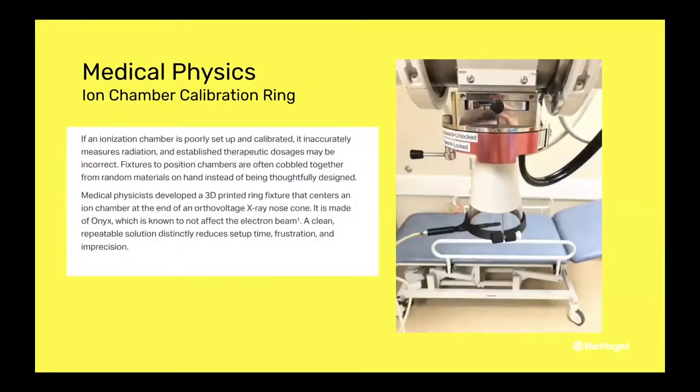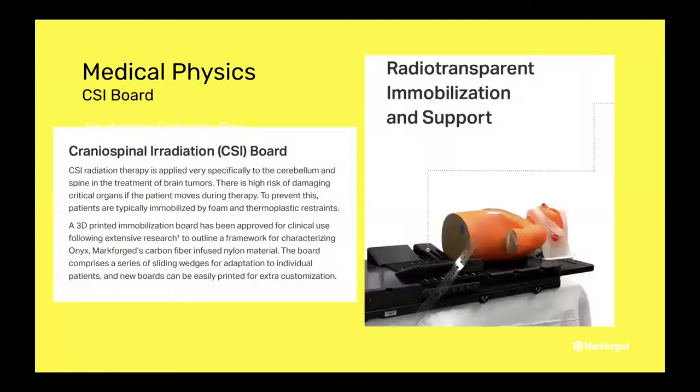And getting to the end of our case studies, one of our key applications is in medical physics, and this is an ionization chamber, which includes gas-filled radiation detectors. This is widely used for the detection and measurement of certain types of ionizing radiation: X-rays, gamma rays, and beta particles. Another application of Onyx, which is radio transparent, is in this CSI board. The key here is this property of our flagship material, Onyx, which is radio transparent, and it enables immobilization and support, enhancing the quality of radiation therapy.